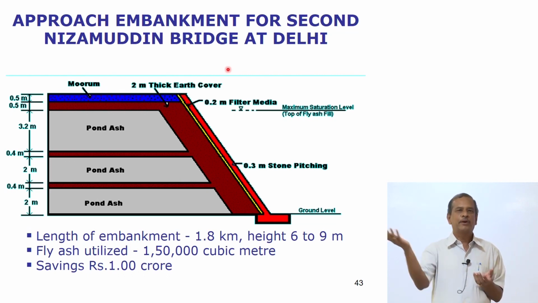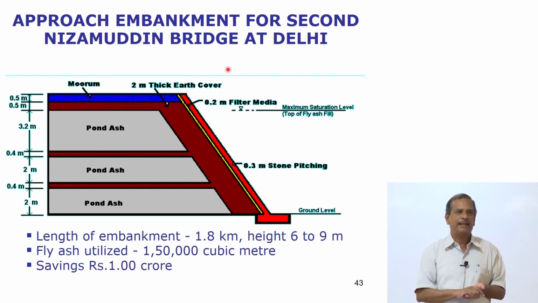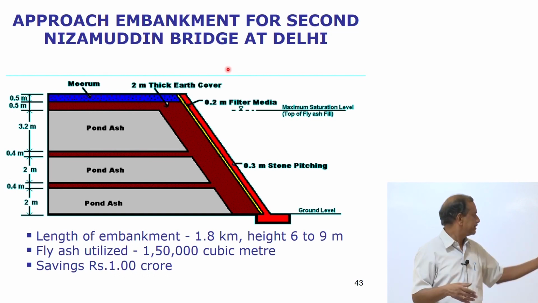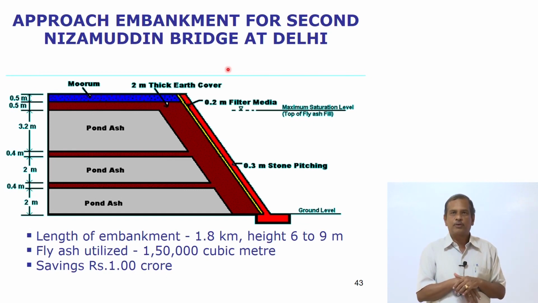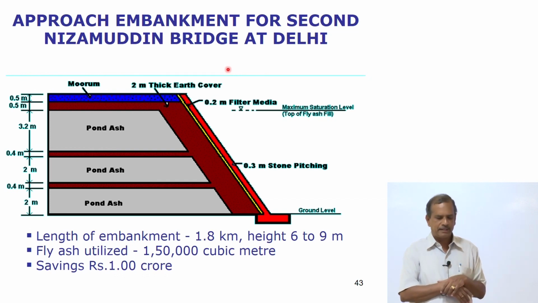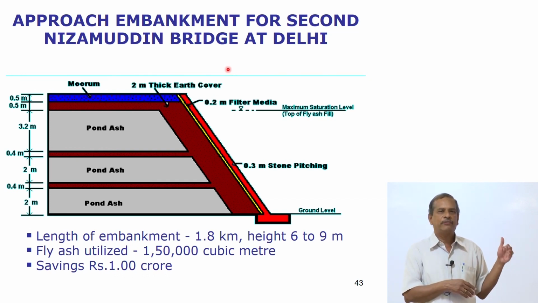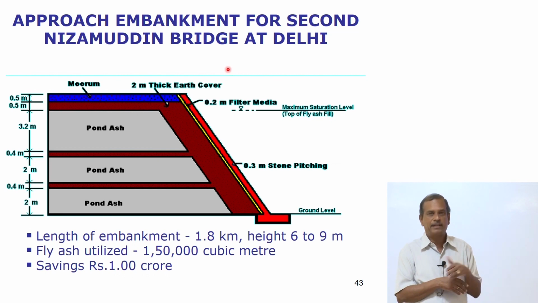For example, the outer ring road which I talked about for Chennai, we use more than 1 lakh cubic meter of fly ash. So, this is one for an embankment in Nizamuddin bridge at Delhi. The length of the bridge embankment is around 1.8 kilometers. Height varies from 6 to 9 meters. We have used nearly 1.5 lakh cubic meter of fly ash here.